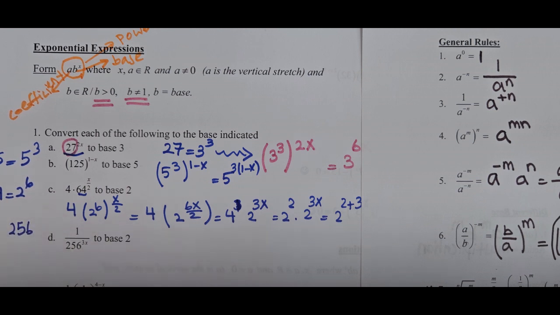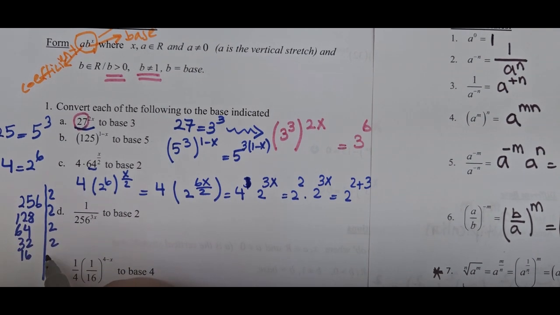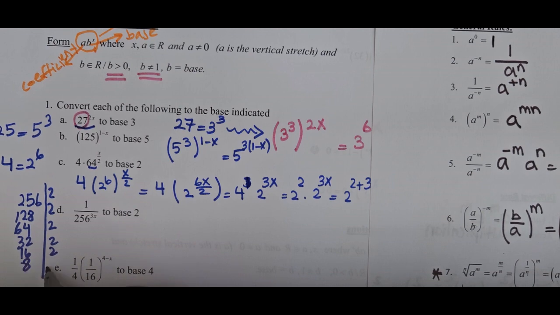256, and then it's asking you to change it into base 2. What you can do, you can divide it by 2. It would be 128. Divided by 2, 64. Divided by 2, 32. Divided by 2, 16. Right? Again, we continue. Divided by 2, 8. Divided by 2, 4. Divided by 2, 2.